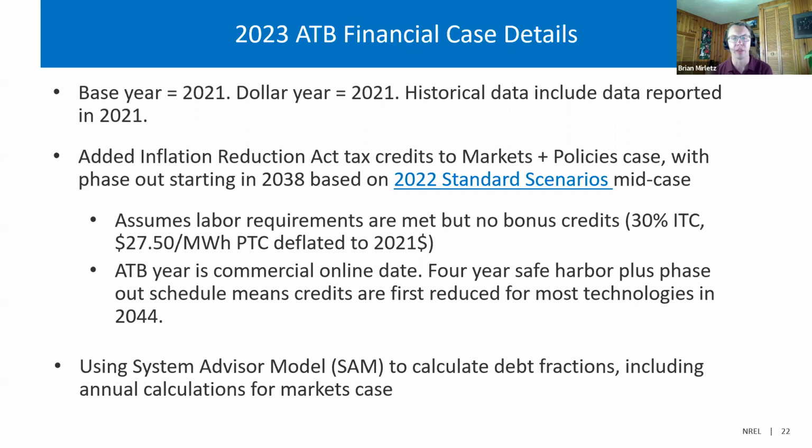And then within the ATB spreadsheet, the year of the column is the commercial online date. So generally, we assume that most technologies, offshore wind being the exception, which is a bit longer, receive 4-year safe harbor. And then there's a phase out schedule for the credits. So in practice, once you add up that safe harbor and the phase out schedule, that means the credits are first reduced for most of the utility scale technologies in 2024.